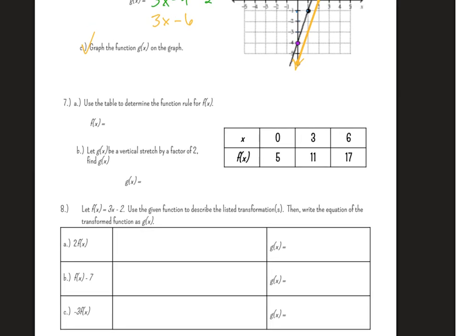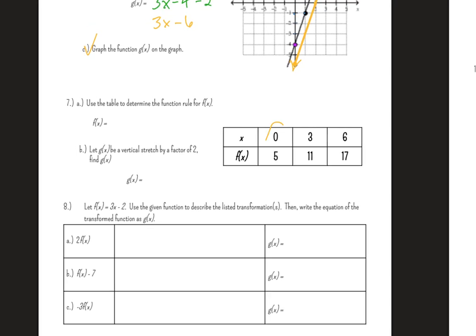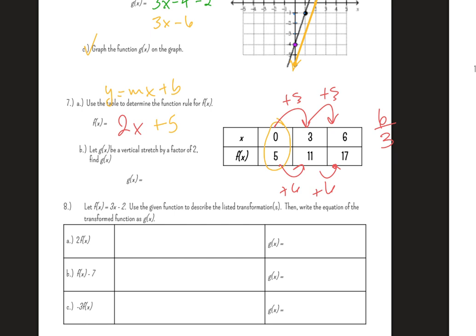Use the table to determine the function rule for f of x. Hey, look, that's a y-intercept. So again, y equals mx plus b. I have positive 5. And then my slope: my x's are going up by 3, my y's are going up by 6. So that would be a change in 6 over 3, or 2x plus 5.